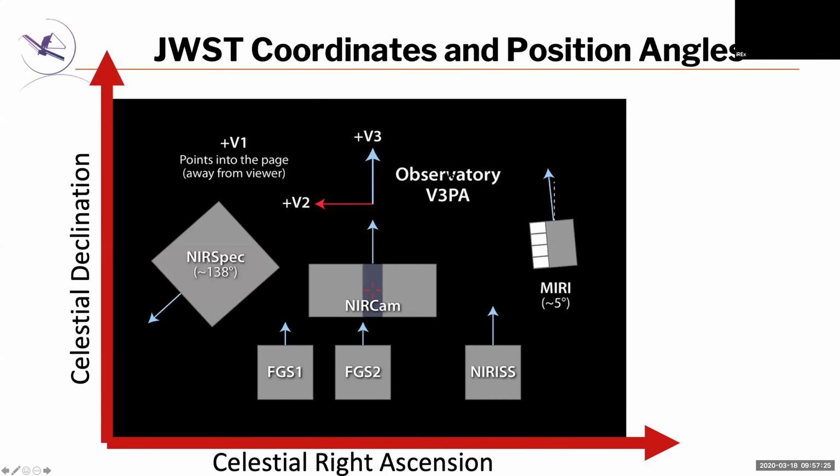So here's the James Webb Coordinate System. You keep this in mind when you'll do your APT. So the celestial sphere coordinates are the red arrows here, and you see the field of view of the instrument, and the V3 axis is defined here as the blue arrow. And that's the V3 position angle, the observatory position angle, all right?